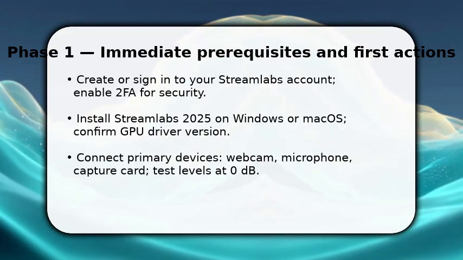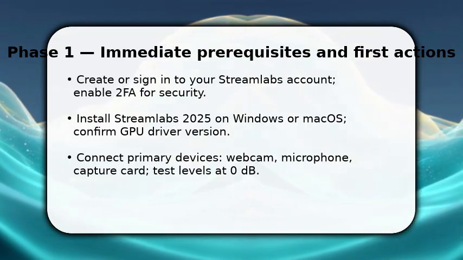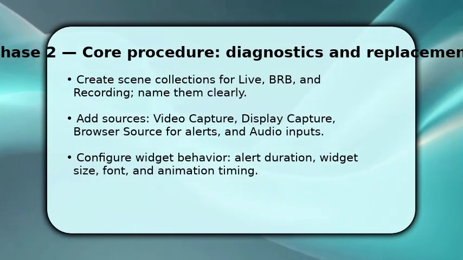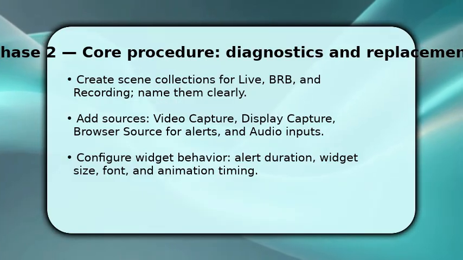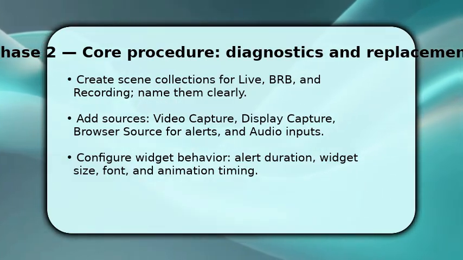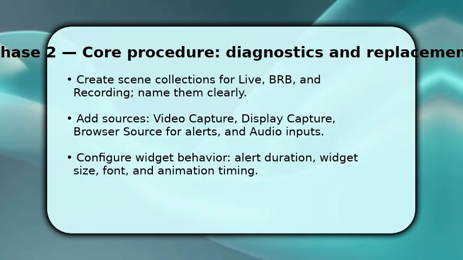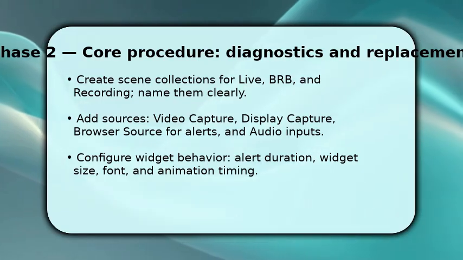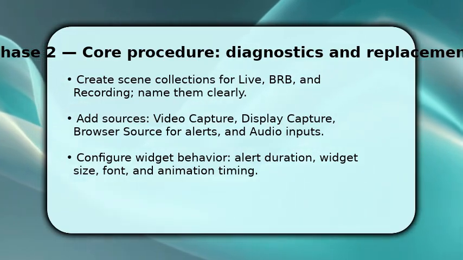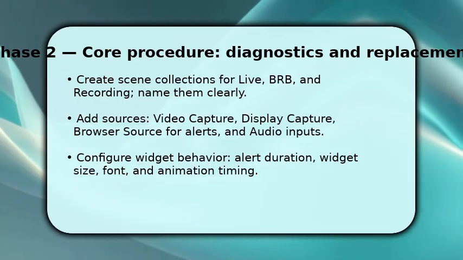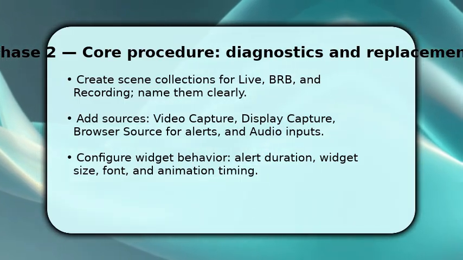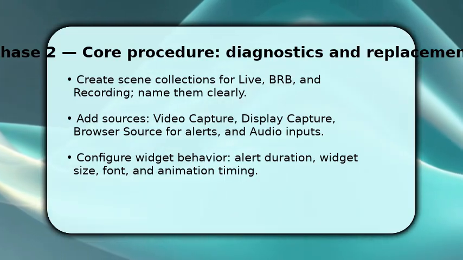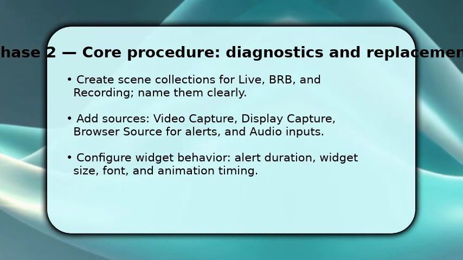Next, build scenes tailored to your workflow. You create a live scene, BRB, and recording, then add video capture for webcam and display capture for game or app. Once added, insert browser source widgets for alerts and chat, adjust the URL and set width/height. You must position and crop sources using the transform tools because clean layout matters. Then set audio mixing priorities: game, mic, system. Tie hotkeys to scene switches so you can operate without interrupting the flow.